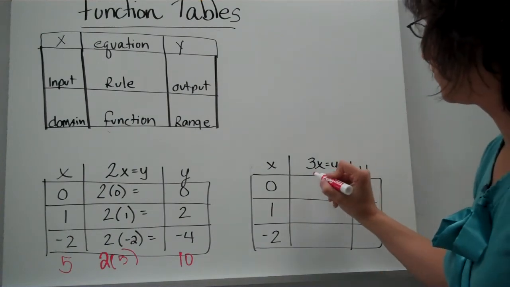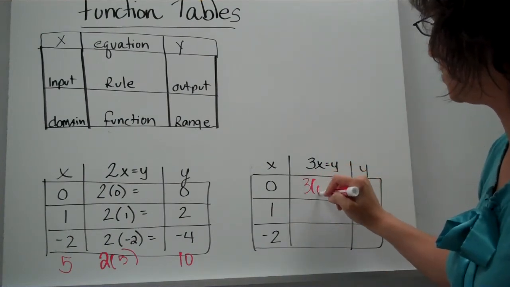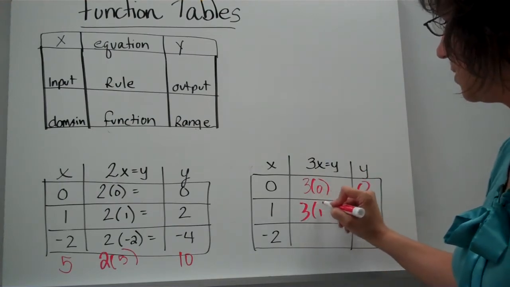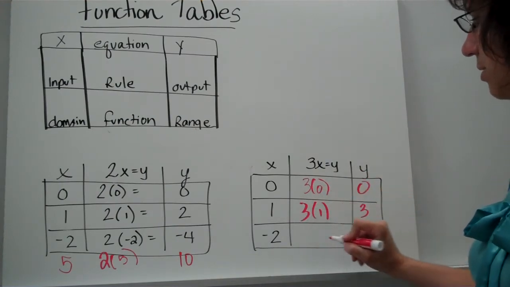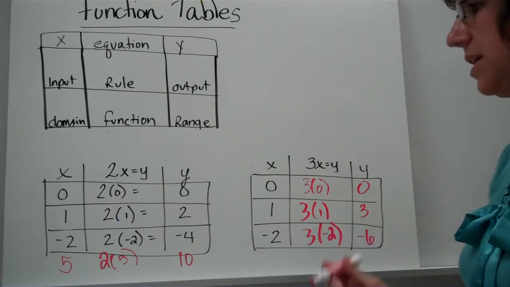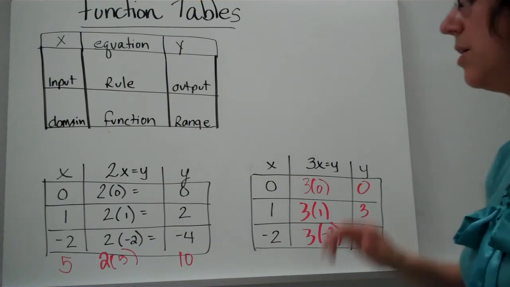Okay, let's see. 3 times 0 equals 0. 3 times 1 equals 3. And 3 times negative 2 equals negative 6. All right.